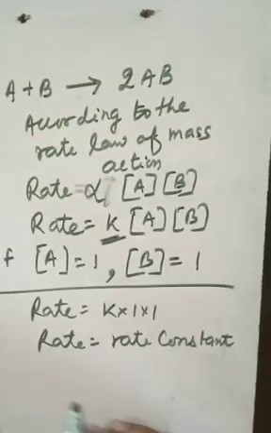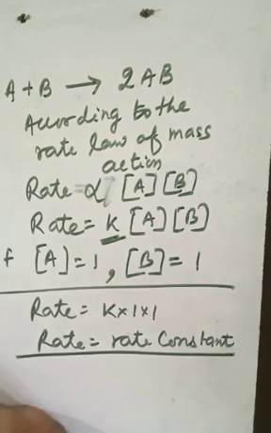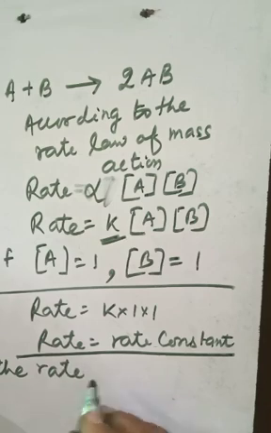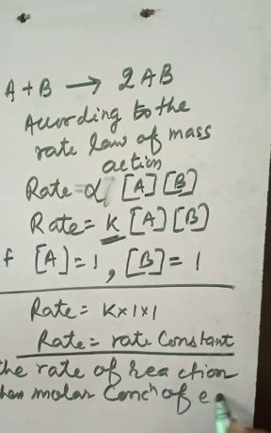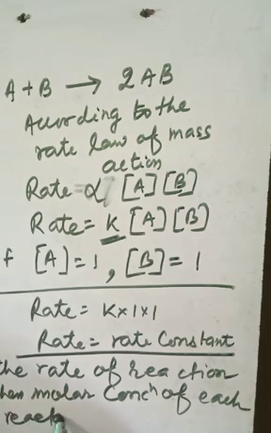Okay, now the rate of the reaction when the molar concentration of each reactant is 1, then rate of the reaction equal to rate constant, and so rate constant is also called the specific reaction rate.